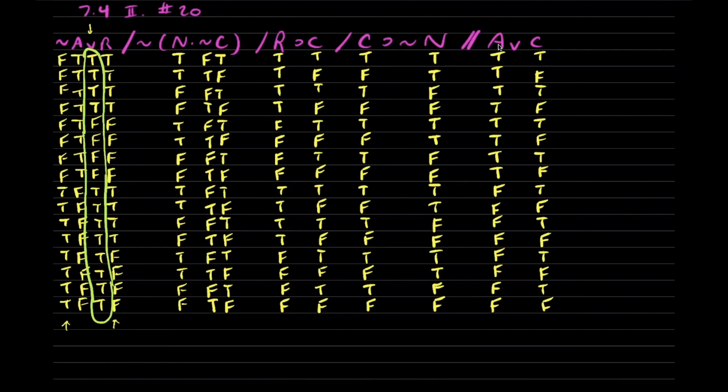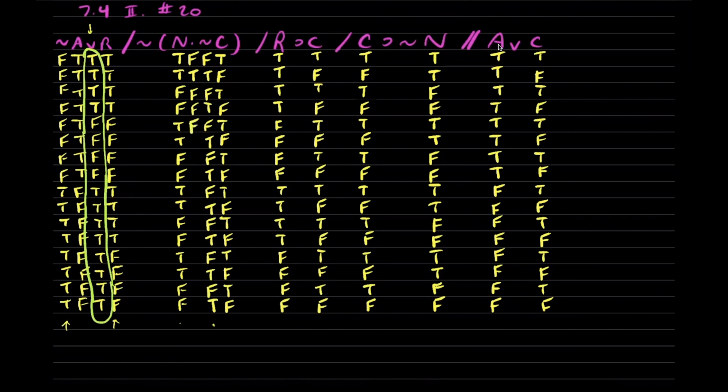Next, we need to figure out the value for that dot, and the dot connects the negation of C. So we're going to use this column and that column. So we have true and false, that is false. True and true, that's true. False and false is false. False and true is false. Remember, we're looking for cases where both conjuncts are true. That'll give us a true conjunction. If we don't have that, we'll end up with a false conjunction.